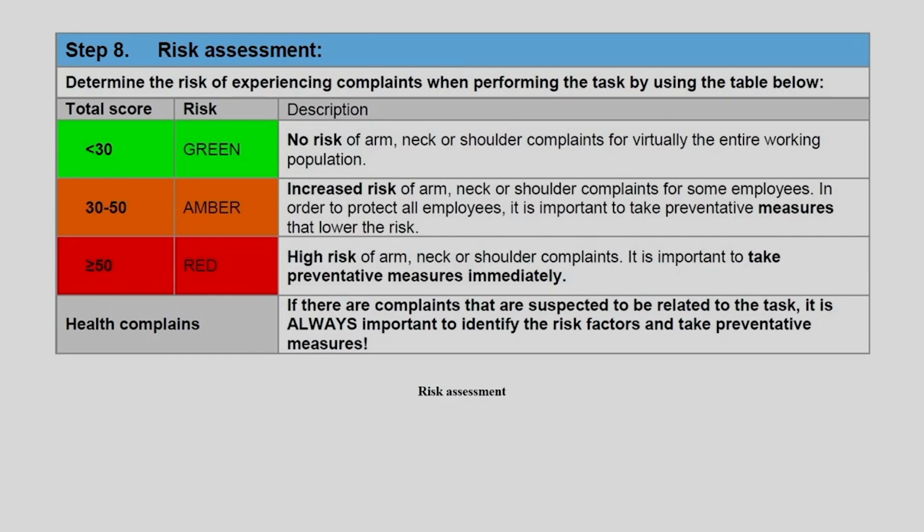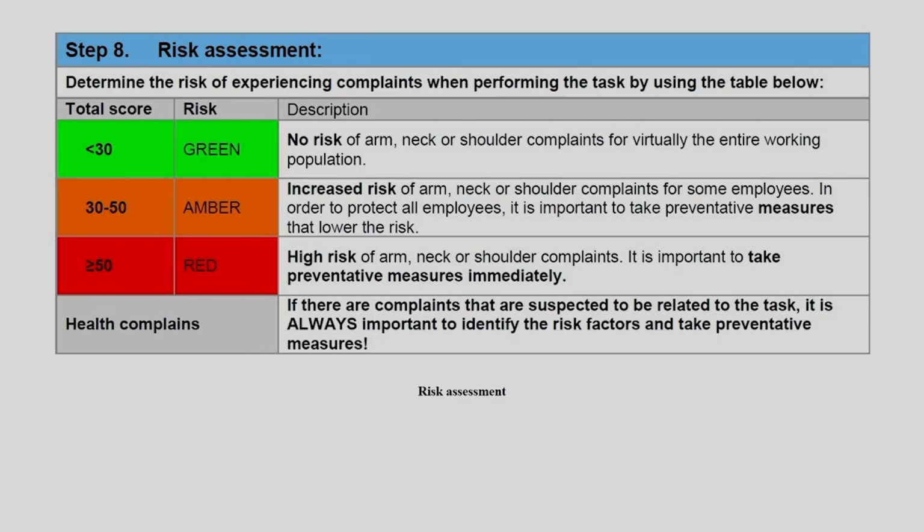In order to protect all employees, it is important to take the preventive measures that are going to help lower the risk. And more than or equal to 60 is the high risk, red alert. So high risk of arm, neck or shoulder complaints. It is important to take preventive measures immediately. Similarly for the other tool, we also have a kind of region: green, amber and red.